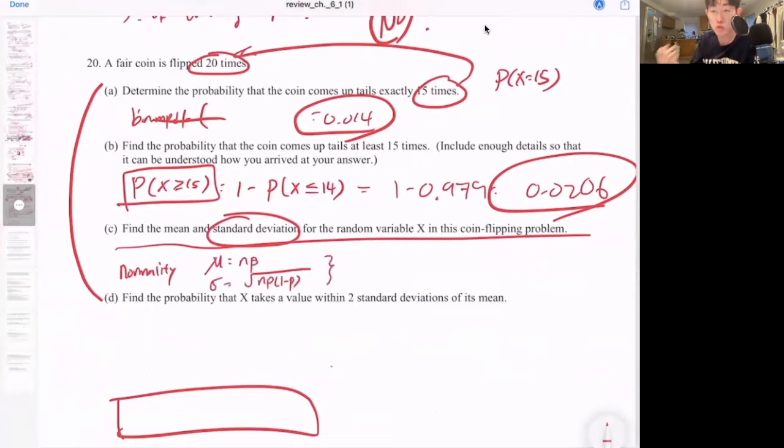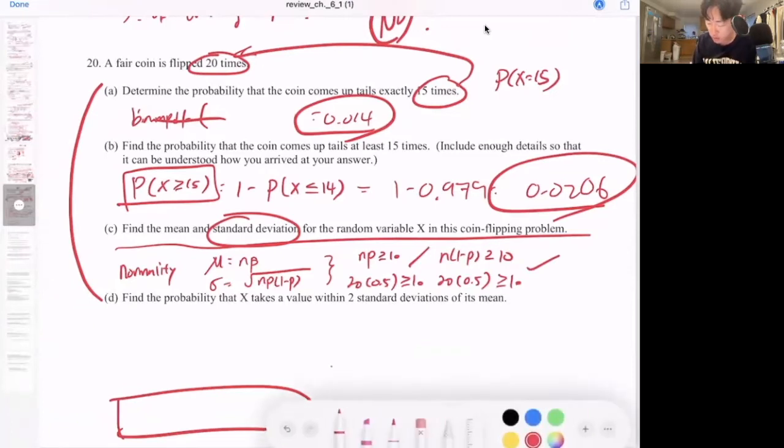In order to assume normality, you have to have the normality checked by doing the large counts rule. NP greater than or equal to 10, N times 1 minus P greater than or equal to 10. We're doing 20 times 0.5 of that. Yes, that's about half of 20, which is greater than or equal to 10. So that checks. So 20 times, obviously, the probability of failure is also 0.5. So that also checks. They meet the conditions, the criteria. Therefore, you can assume normality, and then you can just plug into the formula here.